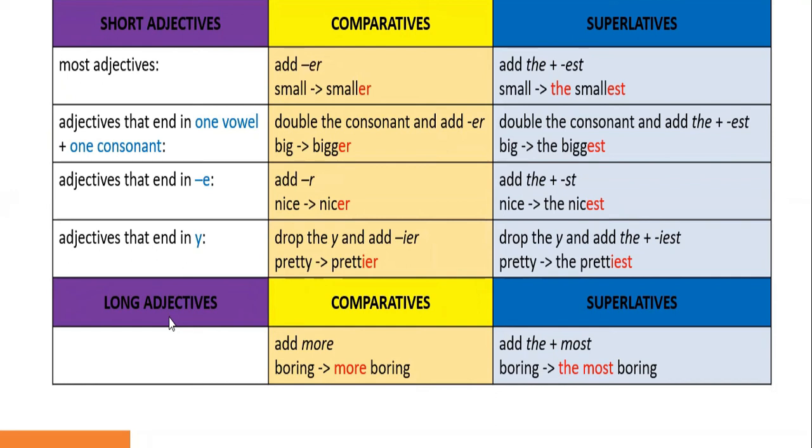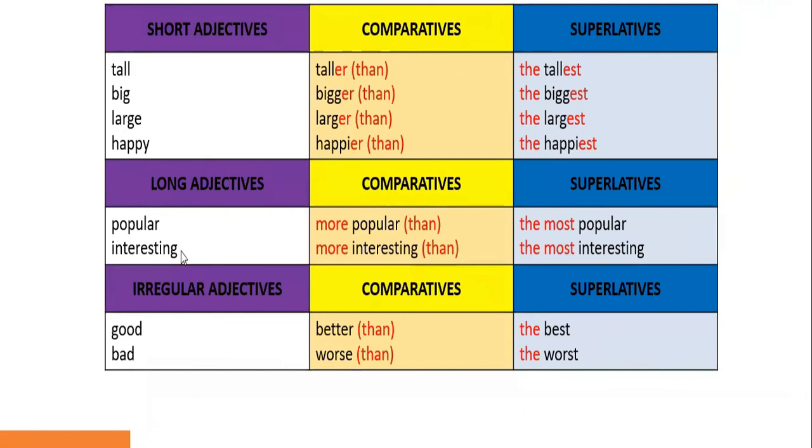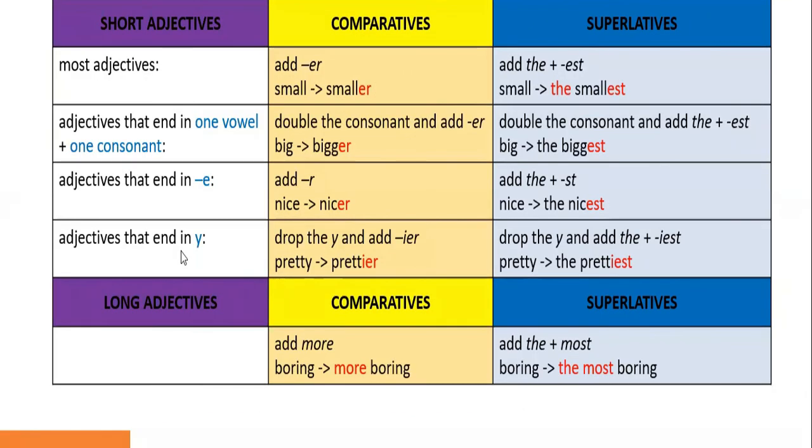Now, the long adjectives. For the long adjectives, you already know what to do. Boring. Boring has 2 syllables. There are some exceptions, guys, in these rules, because I told you that most of the words that contain 3 syllables go with more, but boring is considered a long word. So we have to write more before it. More boring. And to make the superlative, we write the most boring, okay?